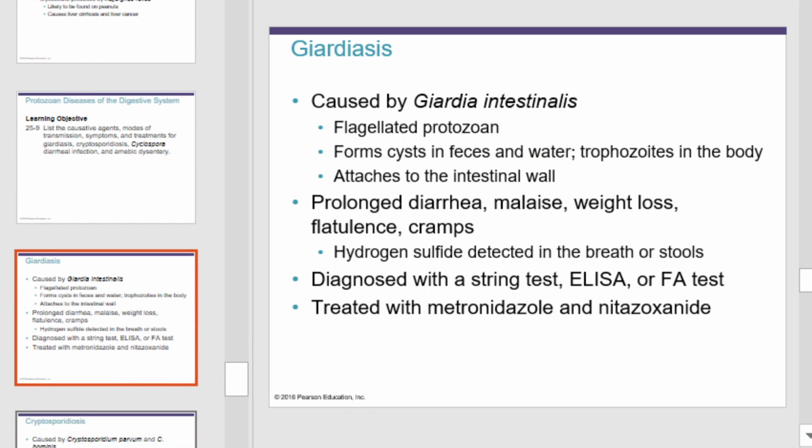Protozoan diseases of the digestive system. Giardiasis is caused by Giardia intestinalis, which is a flagellated protozoan. This protist forms cysts in feces and water. The trophozoites in the body can attach to the intestinal wall. It will create prolonged diarrhea, malaise, weight loss, flatulence, and cramps. Hydrogen sulfide, detected in the breath or in stools, is a good indicator of giardiasis. It can also be diagnosed with a string test, ELISA or FA test, and treated with metronidazole and nitazoxanide.